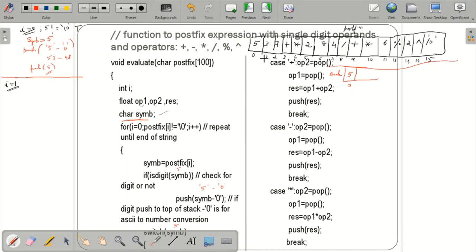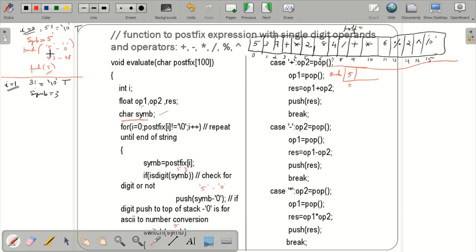So next when it is 1, you will check whether 3 is not equal to null character. Yes, it is not equal, so it is true. Now your sym will be having 3. You will check if is digit sym 3. Yes, it is a digit. If it is so, push ASCII. You need to convert to a number, that is the ASCII value of character 3 minus 0. So when it is 5 it is 53, right? When it is 3 it is 51.